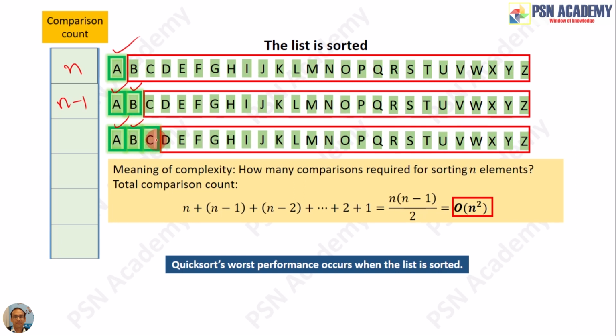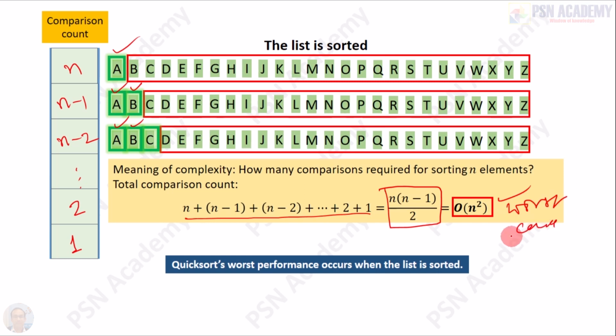We try to find out C and we find that C is already there in its own location, but we have gone for comparison n minus 2 times. So in this way you go on like this, and at the end of the list you will find 2 comparisons and only 1 comparison at last. So if you add this thing, then you get n times n minus 1 by 2, that is O of n square. So this is the worst case. Using quicksort is a stupidity if the list is already sorted or almost sorted.